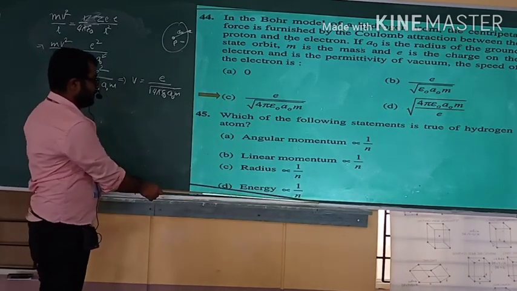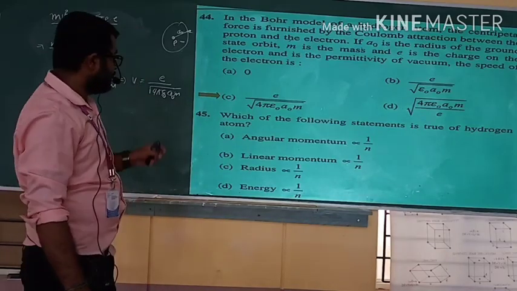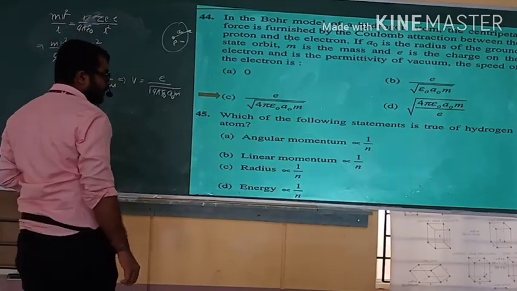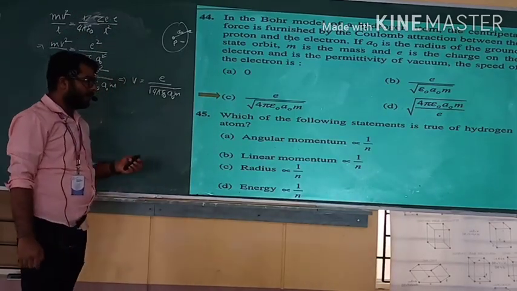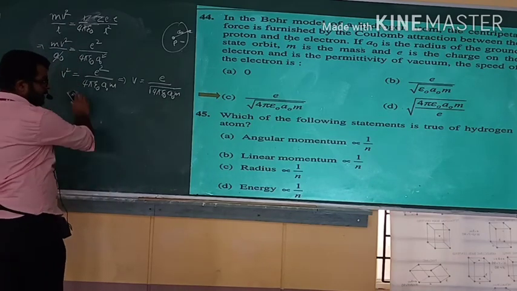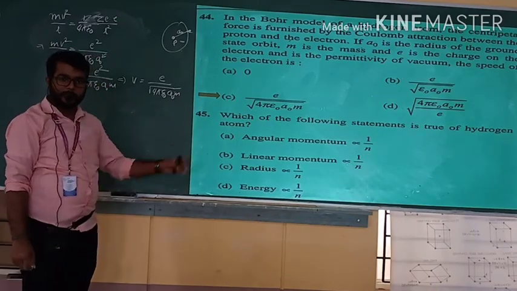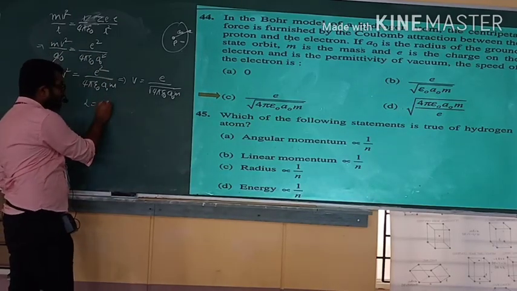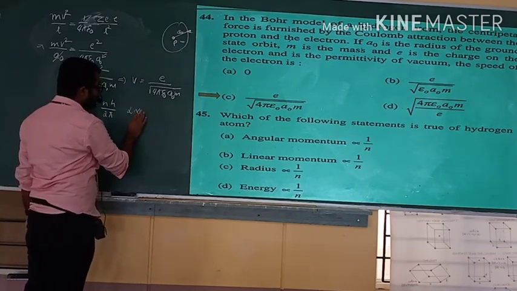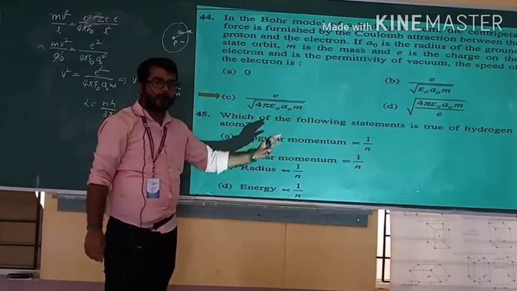So next one, 45. Which of the following statements is true for hydrogen atom? The angular momentum is proportional to 1 divided by n. Linear momentum is proportional to 1 divided by n. Radius is proportional to 1 divided by n, and energy is proportional to 1 divided by n square. Now we need to see which of these is correct. Angular momentum is nothing but L is equal to nh divided by 2 pi, so L is proportional to n. But here it says proportional to 1 divided by n.